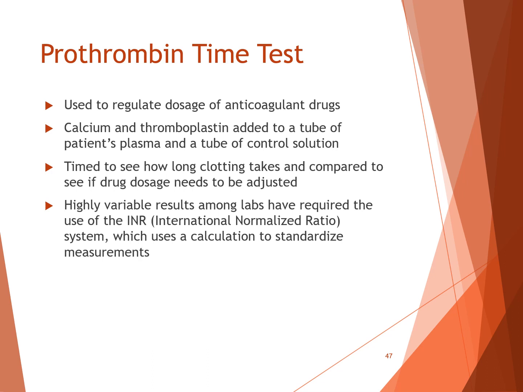How we do this is we take calcium and thromboplastin and we add it to a tube of the patient's plasma, and then we see how long it takes for it to clot. There is highly variable results among labs, so they are required to use something called an INR, and you might hear prothrombin test time referred to as an INR, and that stands for International Normalized Ratio, which is used to calculate and to standardize those measurements associated with the prothrombin test time.